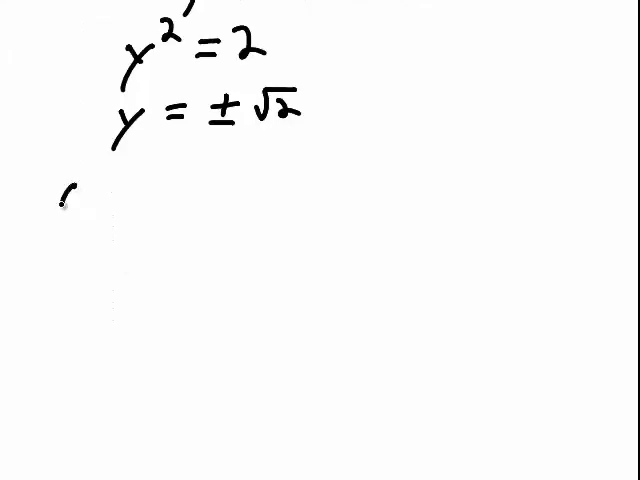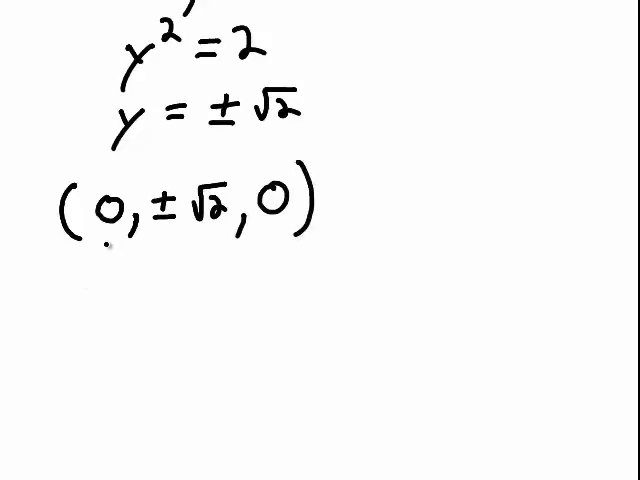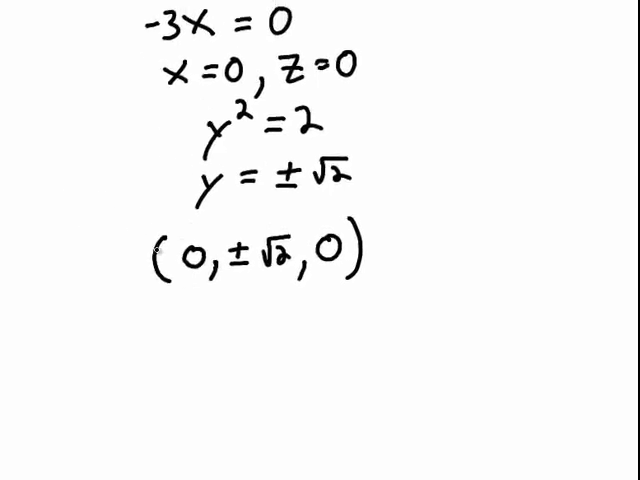So I'm going to argue that the point x equals 0, y equals plus or minus root 2, so there's actually 2 points here, and z equals 0. I'm going to argue that both of these will produce a minimum without bothering to apply the second derivative test here. Why can I do that?